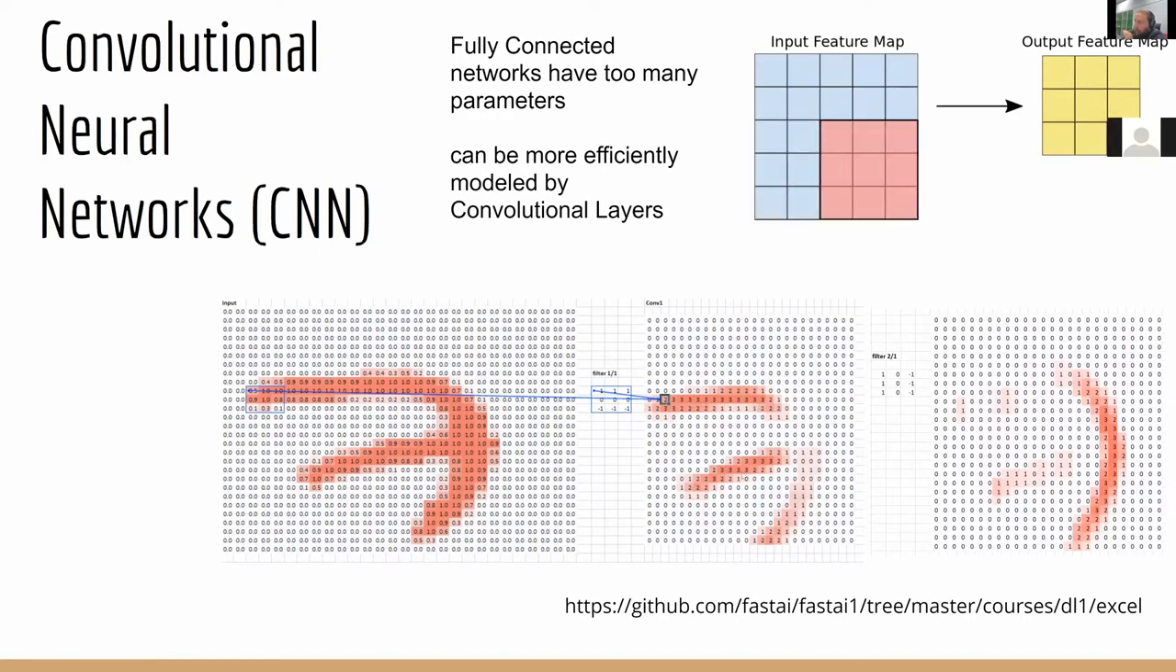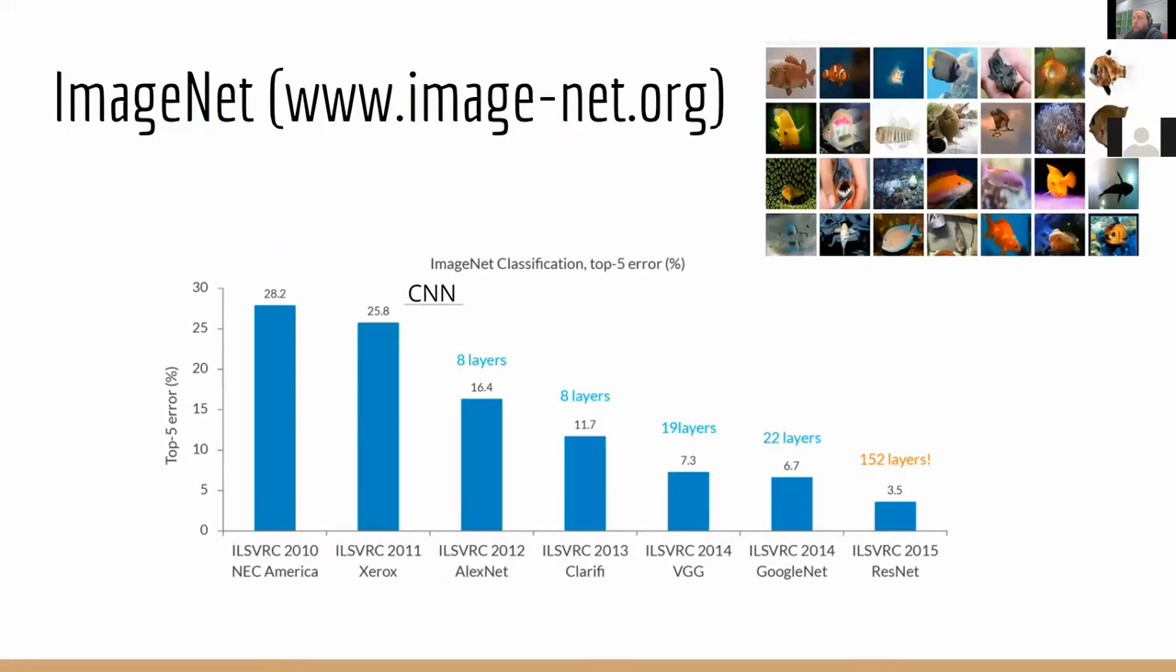Now, you might take a different filter that is similar in idea but vertical, and you can use that to identify vertical lines. Imagine if you have many of these filters, each one is learning something different. In the past 10 years, essentially, these convolutional neural networks gave a big breakthrough in image recognition.